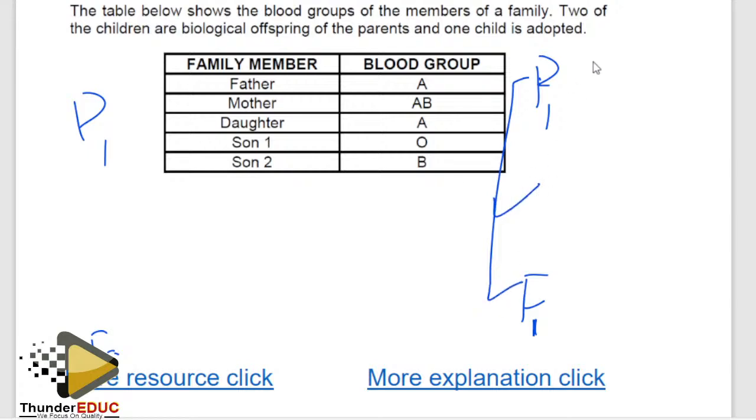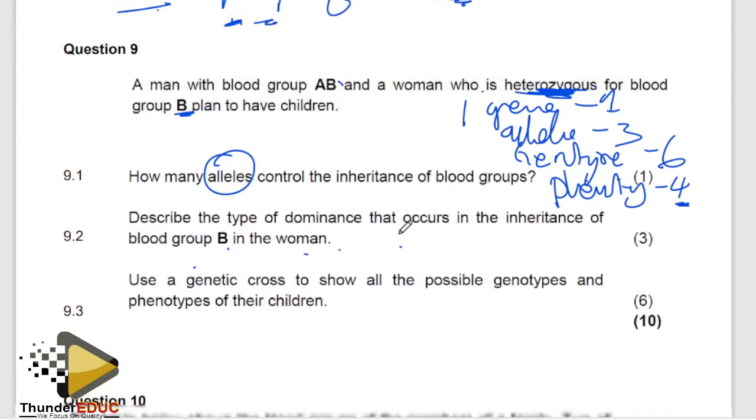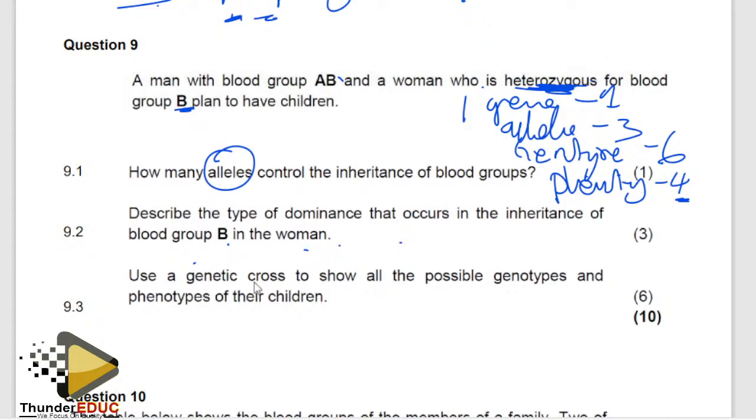Is it clear? Then you say P1 phenotype, because P means parent phenotype. Yes, you tell us. The phenotype is always obtained from the question. Check here. You use, because these 3 marks, if it is 6 marks, 3 marks are free. You understand? Use the genetic cross to show the possible genotype of phenotype of what?